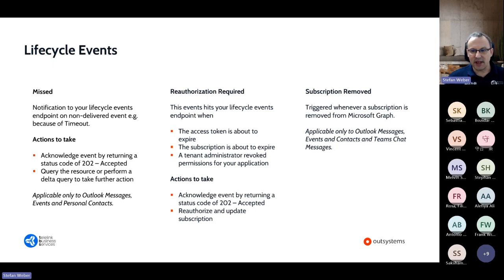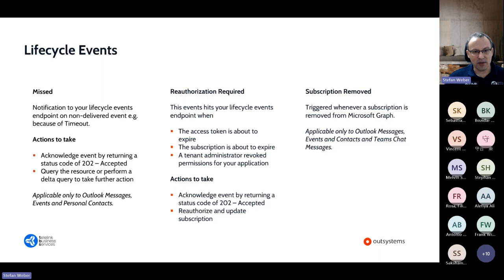And this includes, again, the affected resource identifier and the action. And you can handle this missed notification however you want. So you can query that resource and do stuff. However, this missed notification is currently only available for Outlook messages, events, so calendar events, and personal contacts. So no other resource is at the moment supporting this missed lifecycle events notification.